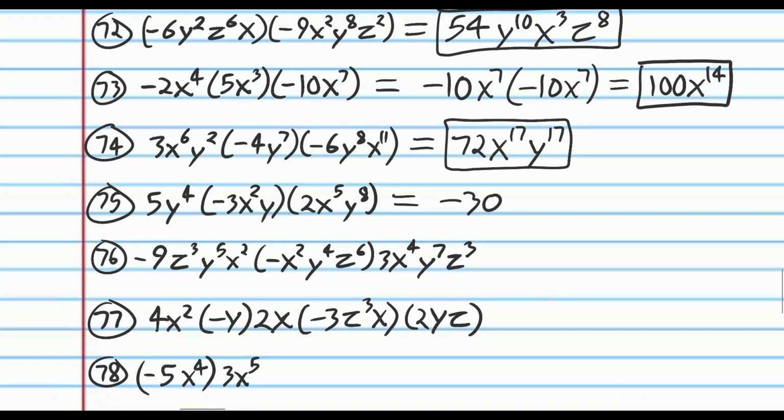I got -30. 5 times -3 is -15. -15 times 2 is -30. 15 times 2 is not one of our multiplication facts, but you can figure that out. I got y to the 13th power if you add all those y powers. And x to the 7th. So you can do these along with me if you want. Looks like that's correct.